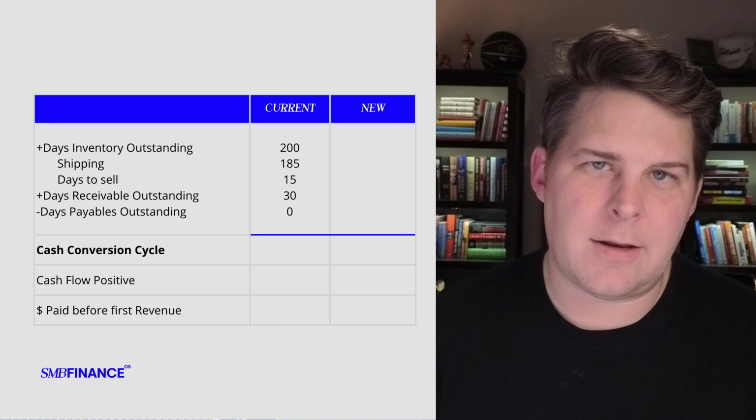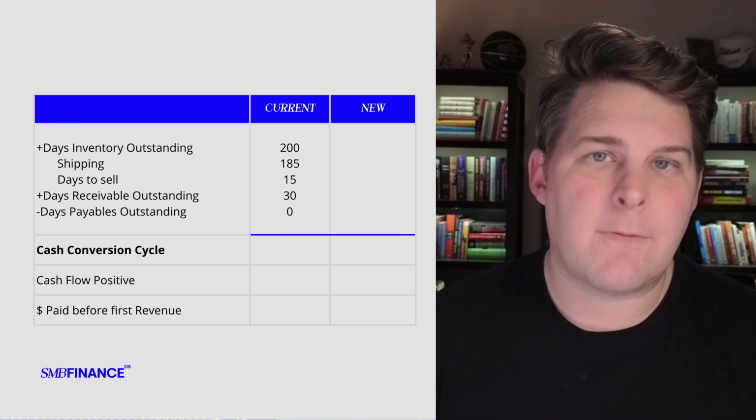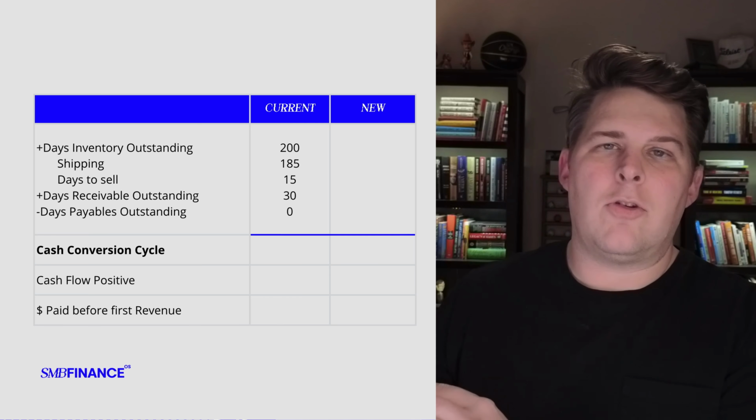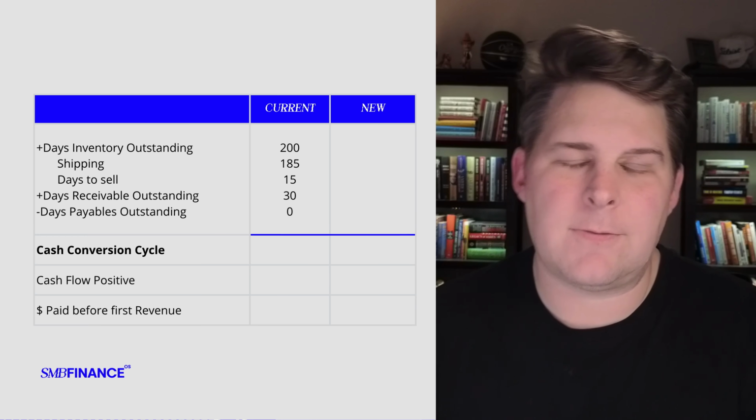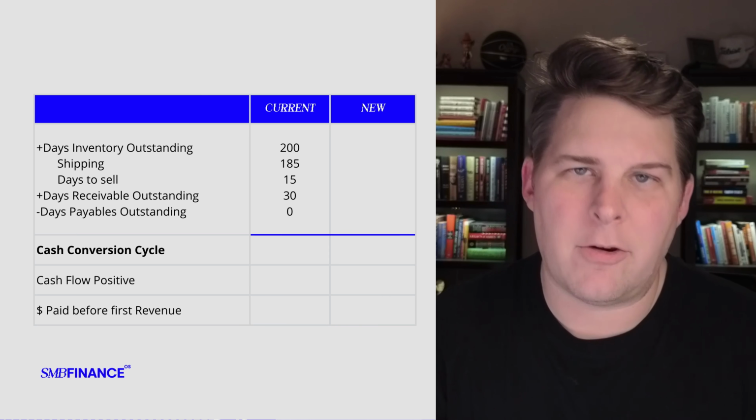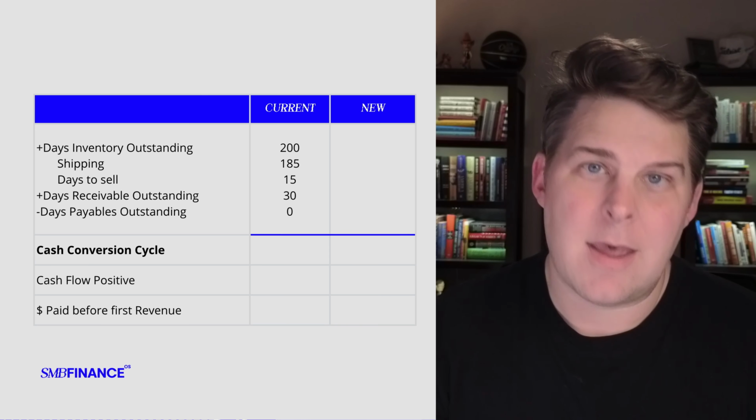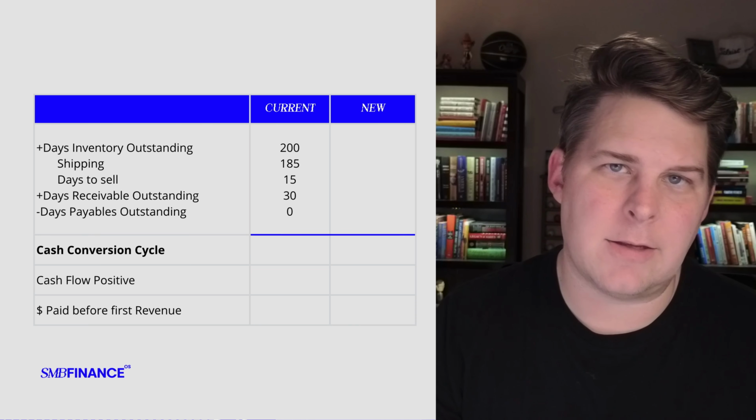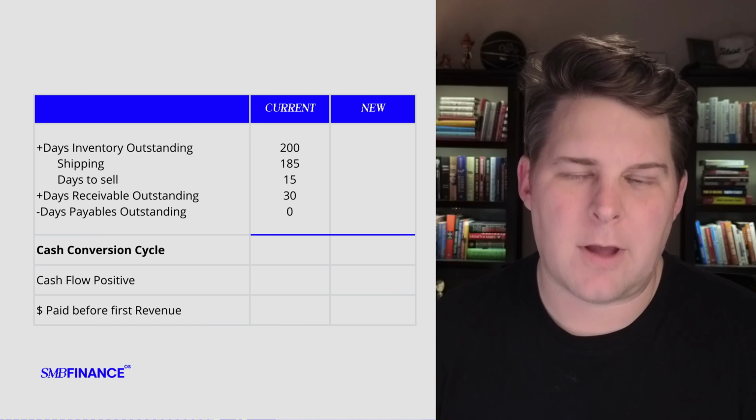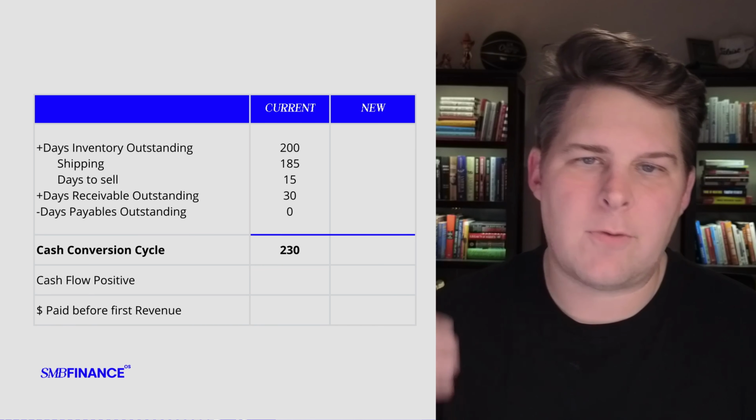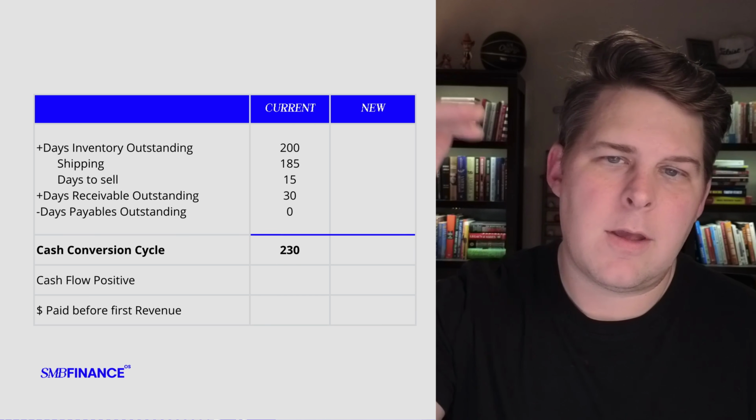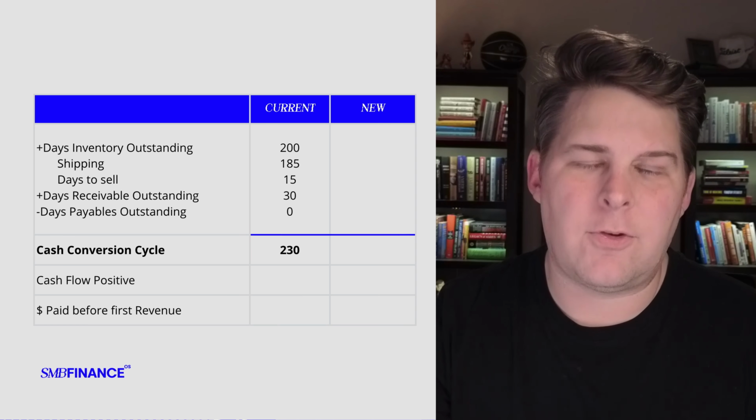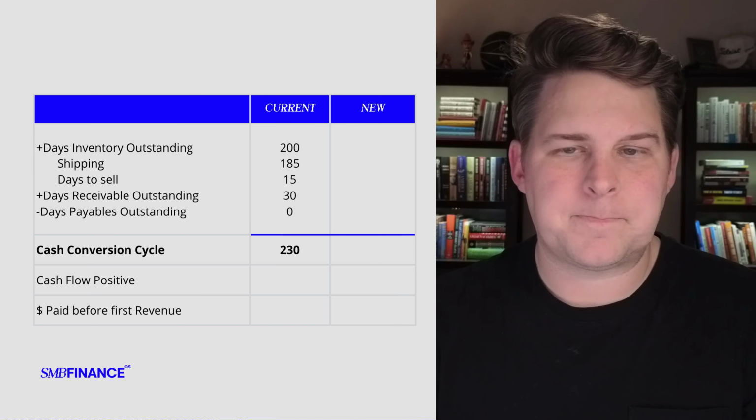Days payable outstanding was 0, meaning they had to pay for the inventory the day they committed to getting it. So they got no credit for that 185 days, or for the 15 days. They had to pay, then wait 185 days to even be able to sell it, then wait 15 days for it to sell through, and then sometimes even wait another 30 days to actually collect that cash from the customer. That meant that their cash conversion cycle, if we take 200 days for the inventory plus the 30 days for accounts receivable minus the payable days, was a 230-day cash conversion cycle.